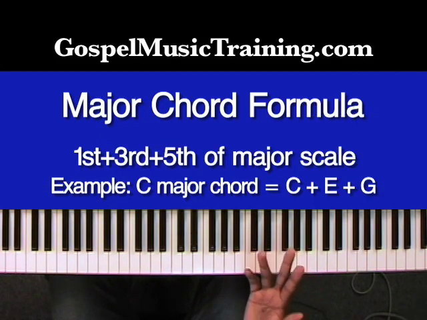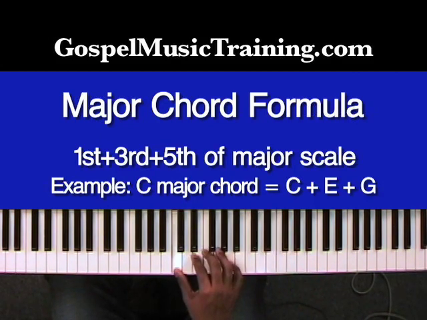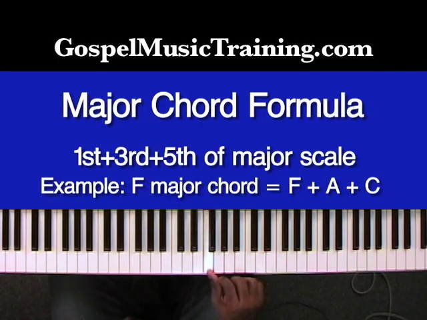Now that goes back to the number system. You got the first tone of the scale, you got the third tone of the scale, and then you got the fifth tone of the scale. So that formula is pretty simple. First tone, third tone, fifth tone, you got yourself a major chord. You could do that in any key. You could go to the key of F, take the first tone of F, third tone of F, fifth tone of F.